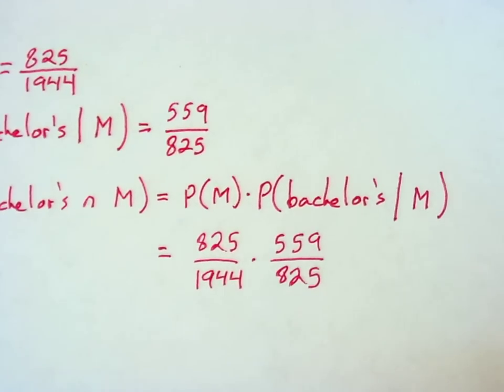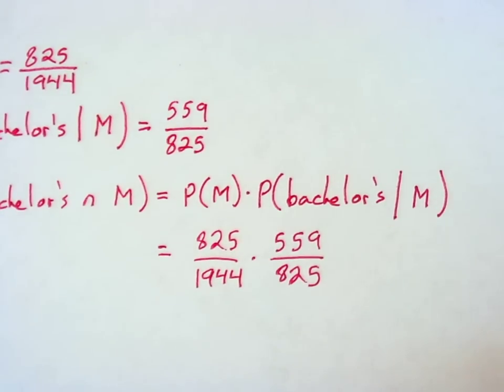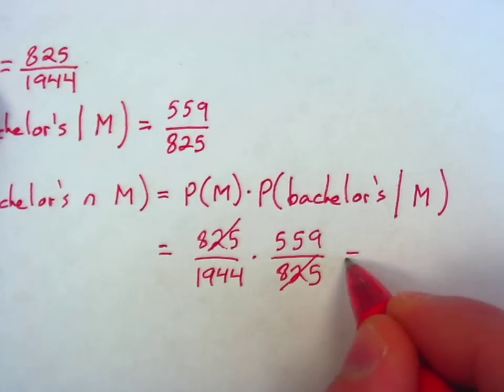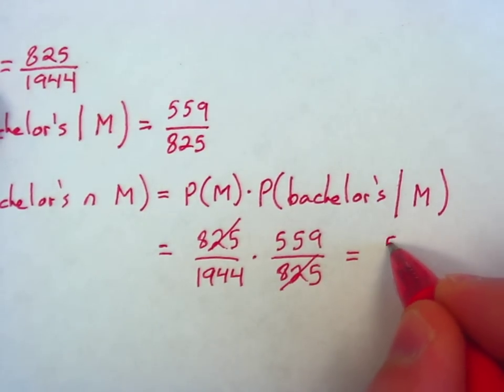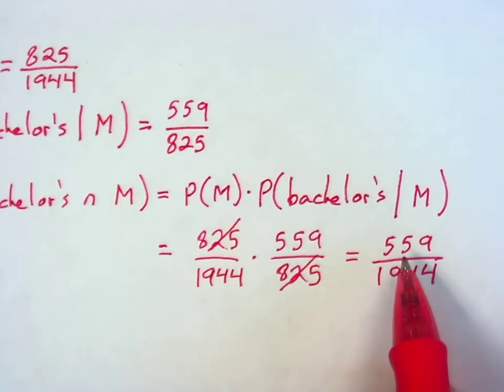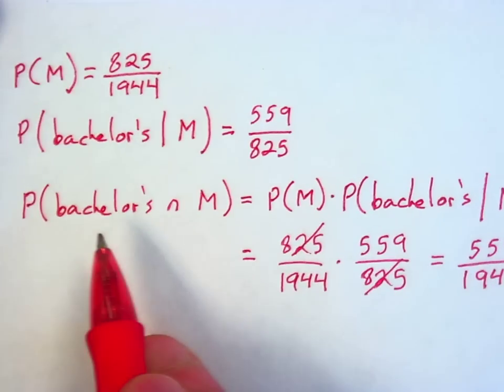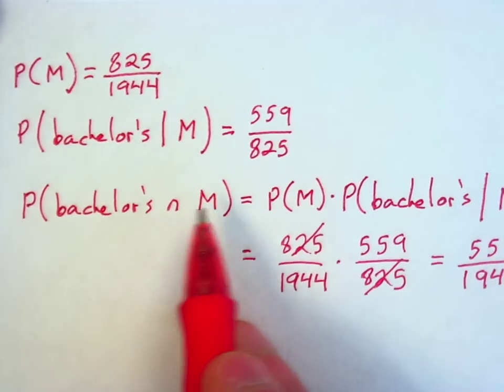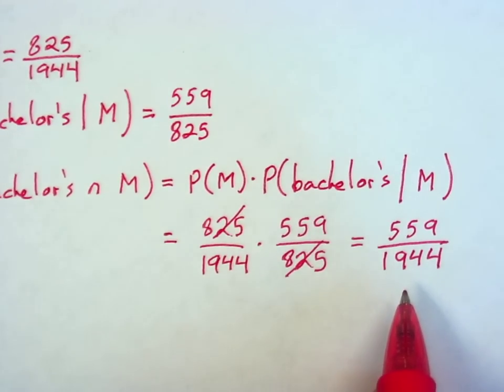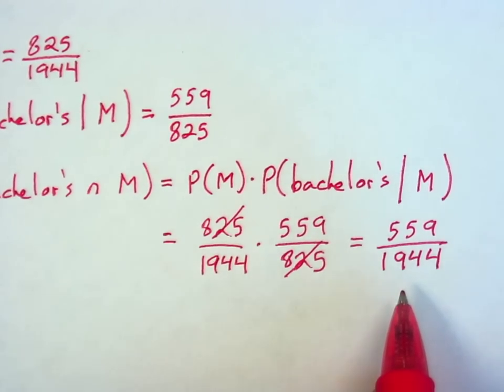Now notice what just happened. Do you see how the 825s cancel? So that gives us in total 559 out of 1,944. That 559 then represents the number of people that are both male and have bachelor's degrees out of the table total of 1944. So we just used the answers from parts A and B in order to calculate this answer to part C.